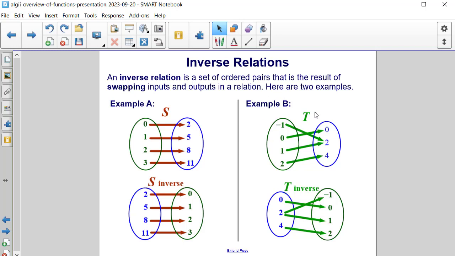In example B, we have this relation T. In the original relation T, -1 maps to 2, 0 maps to 0, 1 maps to 2, and 2 maps to 4. In T inverse, the original outputs become our inputs. So we have 0, and it's mapping to 0. 2 is mapping to -1 and +1, and 4 maps to 2. Let's take a closer look at both of these examples one by one, starting with example A.